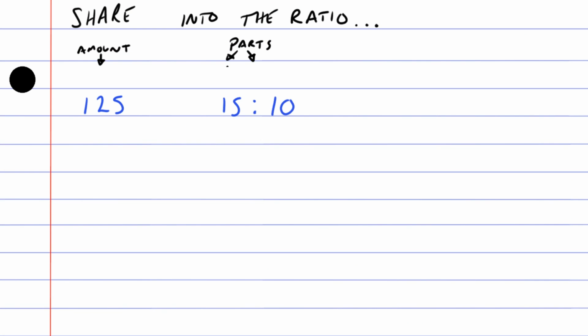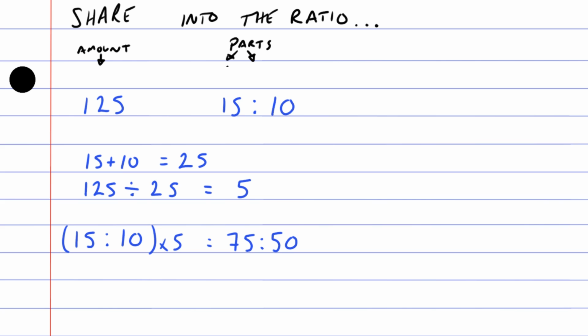Next, we're going to share 125 into the ratio of 15 to 10. 15 plus 10 is 25. Divide 125 by 25, which gives us 5. Then we multiply out 15 times 5 and then 10 times 5. Gives us 75 to 50. And if we add those together, we get 125. So we know we've got the right answer because that was our original amount.